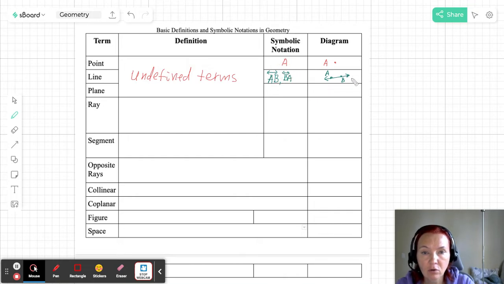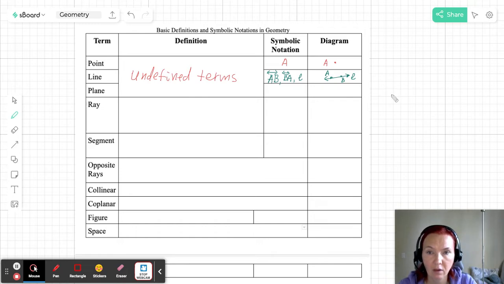Or I can also call my line by a single lowercase letter, so I'm going to call it line L. And in that case, I don't put anything on top of that. So those are the notations for lines: capital letters with the two-sided arrow on top.